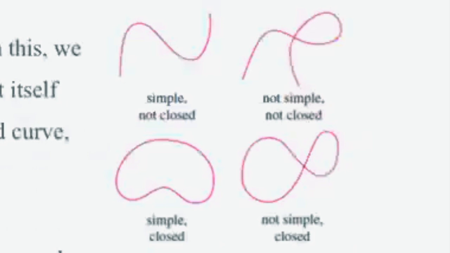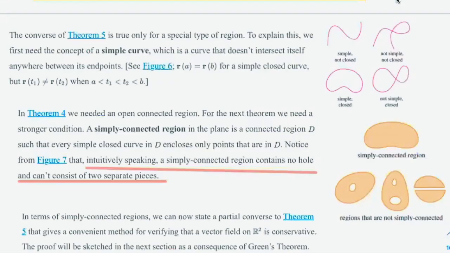Next, we're going to introduce another concept called a simple curve. So what do we mean by simple curve? Here, this is an example of a simple curve. This is also a simple curve. The definition of a simple curve is a curve that doesn't intersect itself. So for example, this curve over here intersects itself, so that's not simple. This curve here doesn't intersect itself, it's simple.